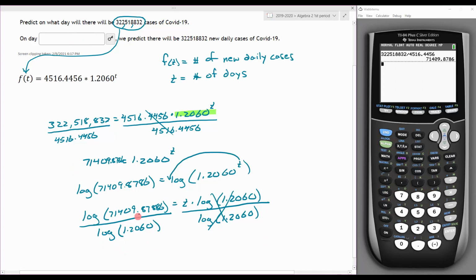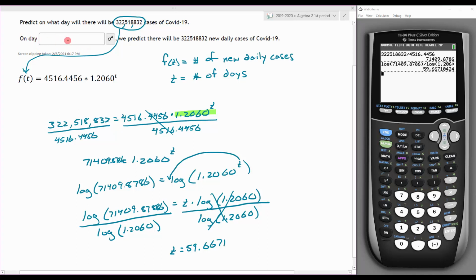So I'm going to do this calculation on the left-hand side real quick. I'm going to use my log button. I'm going to say log of 71,409.8786 divided by the log of 1.2060. And I'm going to hit enter. And there we go. So what we find is that t equals 59.6671.